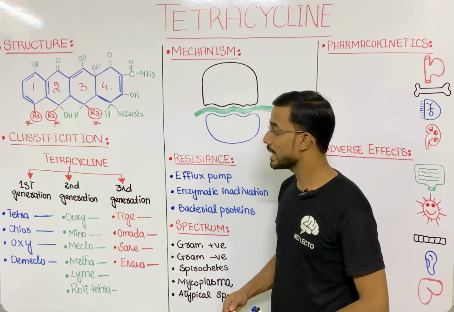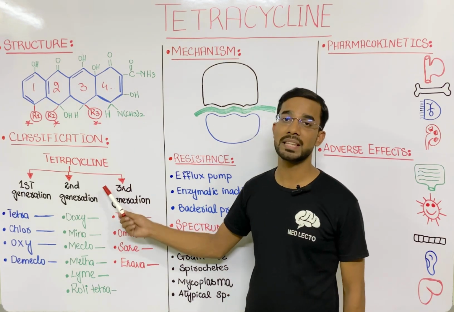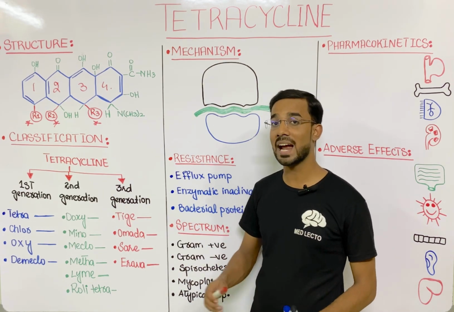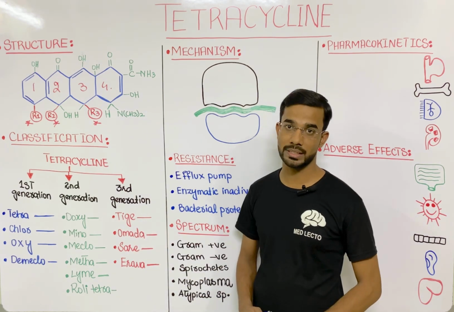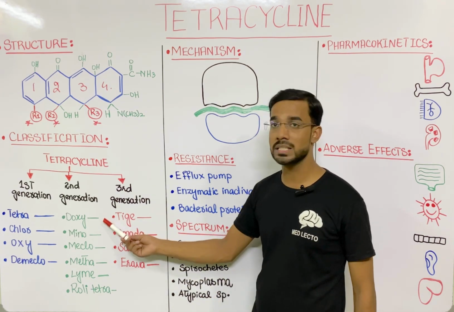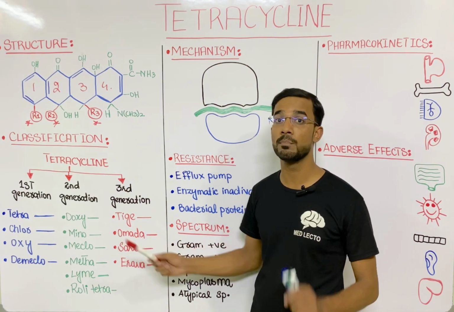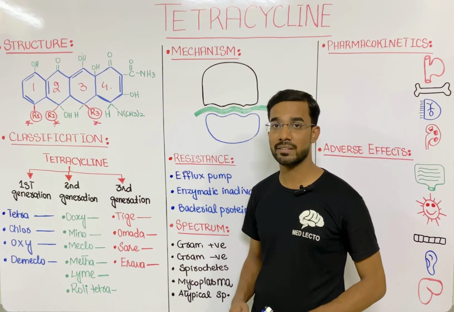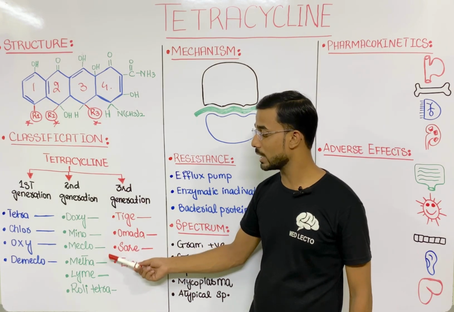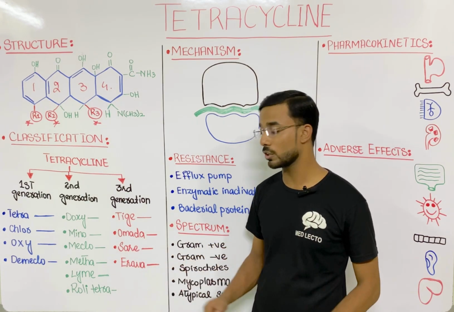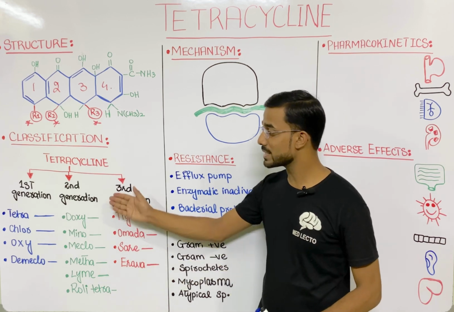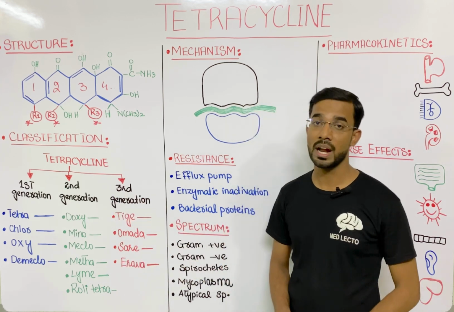Next is the semi-synthetic form of the tetracycline, and that falls in the second generation, in which you will see the doxycycline and the minocycline. These are basically the two most important and most commonly used clinically tetracyclines. Next is meclocycline, methacycline, lymecycline, and rolitetracycline. So here are basically the different second generation tetracyclines.